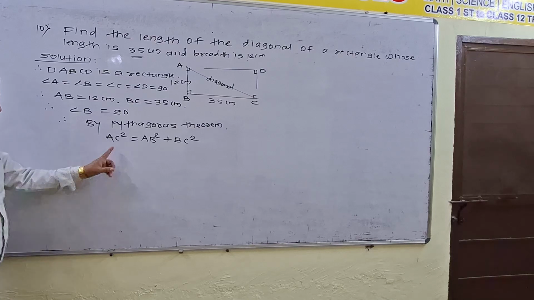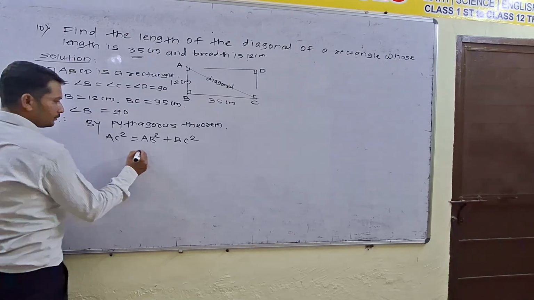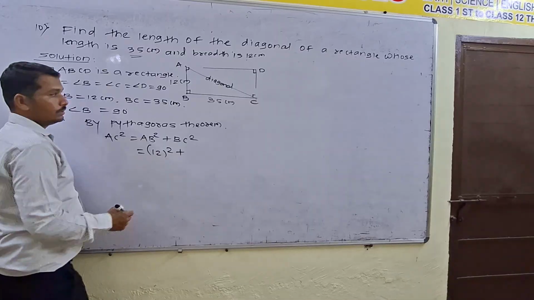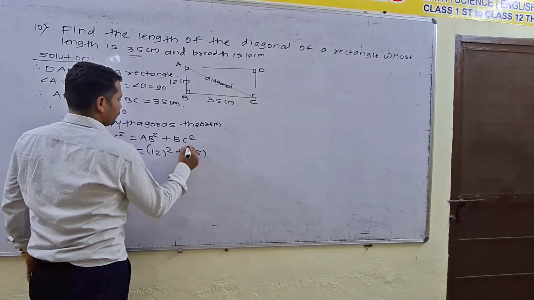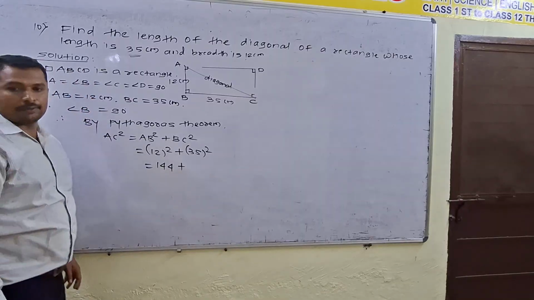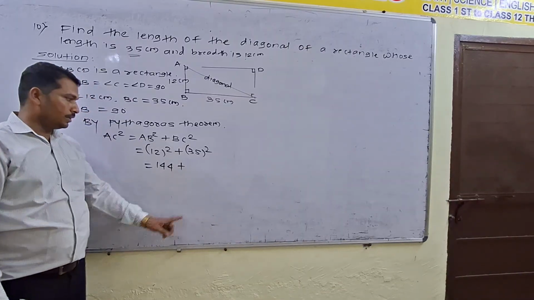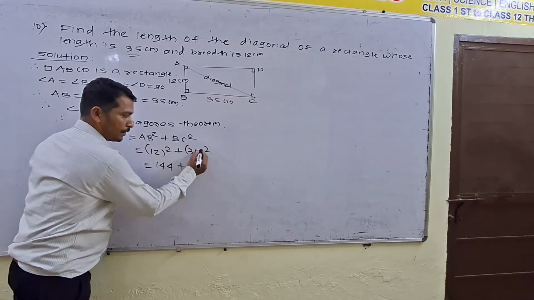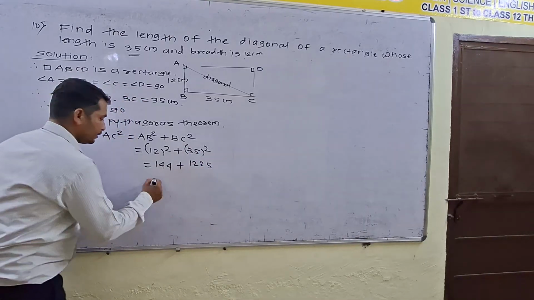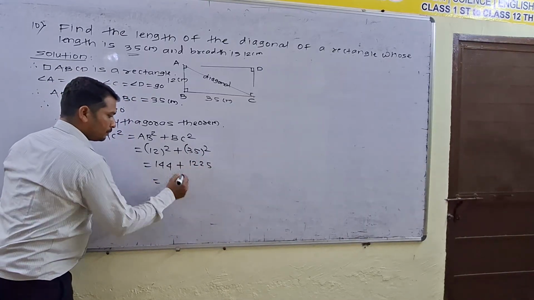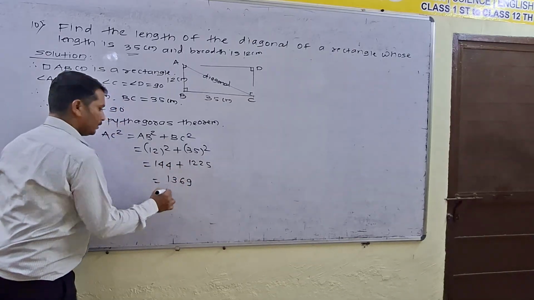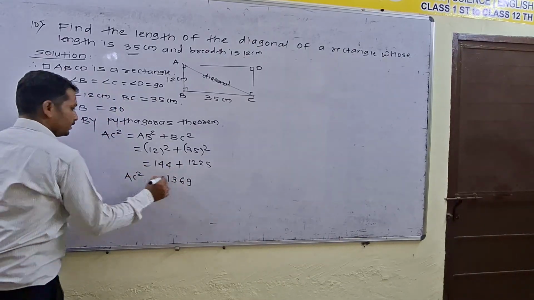AB is 12 square. BC is 35 square. Okay, 12 square is 144. 35 square: 5 square is 25, 3 fours are 12, so you get 1225. Adding, 5 plus 4 is 9, 4 plus 2 is 6, 2 plus 1 is 3, so 1369 is equal to AC square.